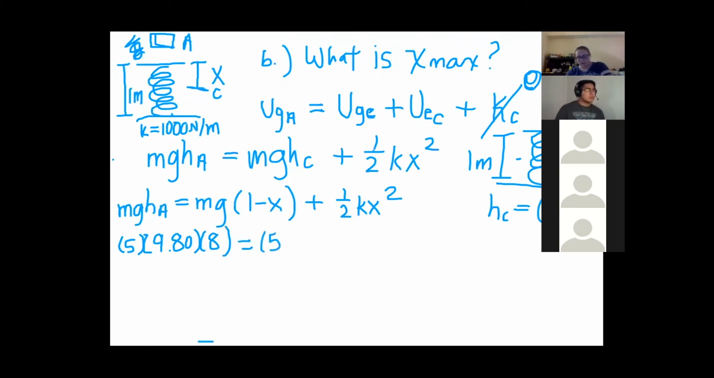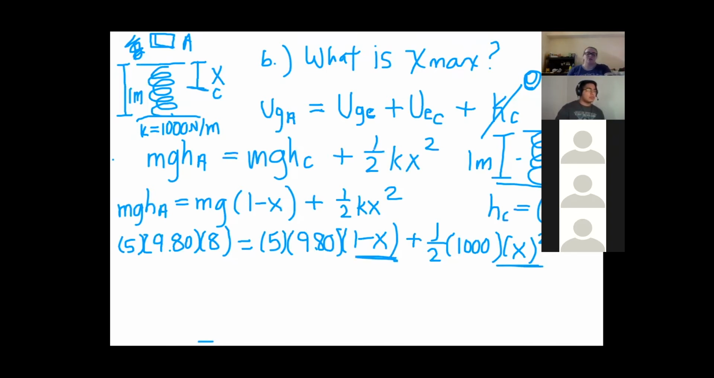And again, 5 kilograms times 9.8 times 1 minus x plus 1/2 times 1,000, which is our k value, times x squared. So now we are just left with x as an unknown, and we can rearrange this problem into a format that is actually going to look, well, if you notice that you have our variable is squared here and a power of 1 here, that gives us an indication that we're going to need a format such as ax squared plus bx plus c.